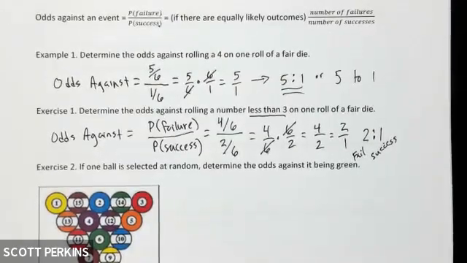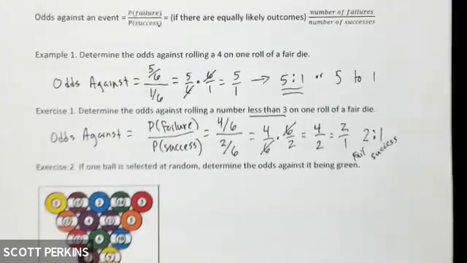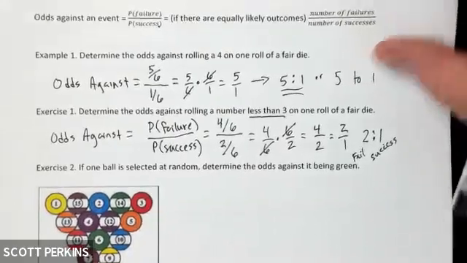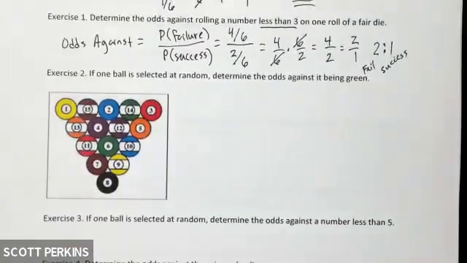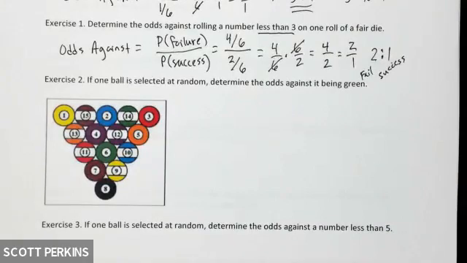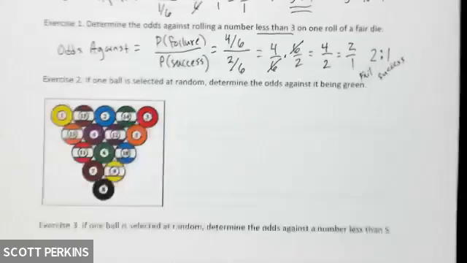All right, we're just going to practice this. This is basically the whole section, calculating odds. There's one other thing we're going to talk about here, but this is the bulk of it. So do exercise 2. Okay, so there's some billiard balls in the picture, the different colors and different numbers. Exercise 2 says if one ball is selected at random, what are the odds against it being green?